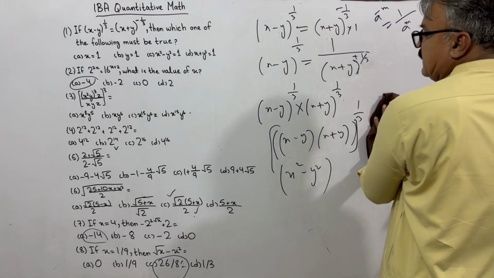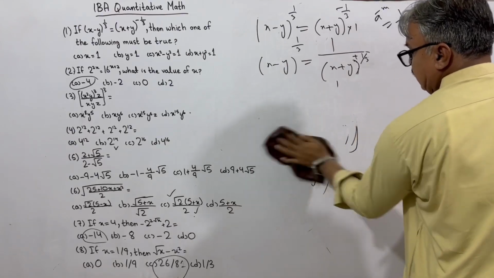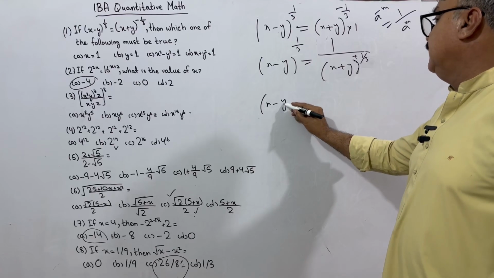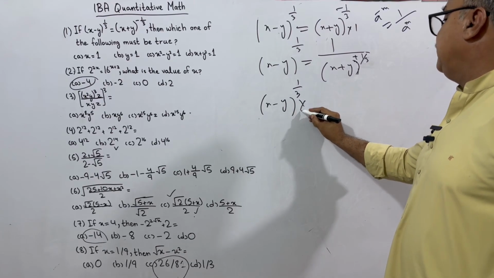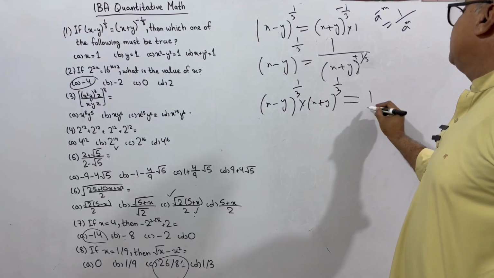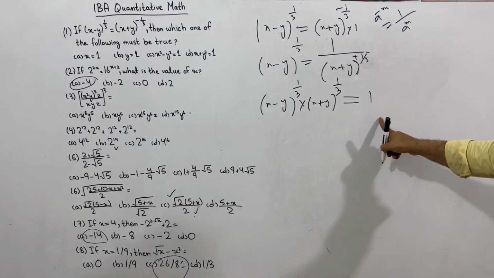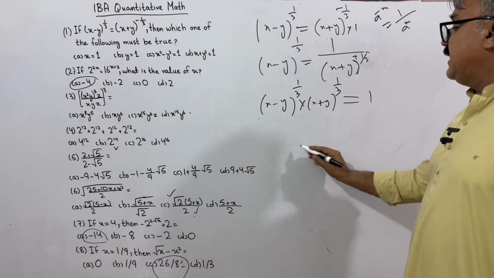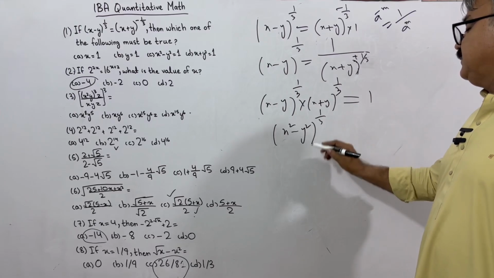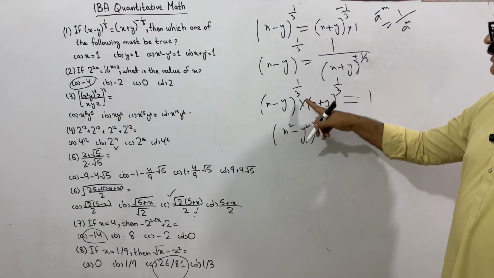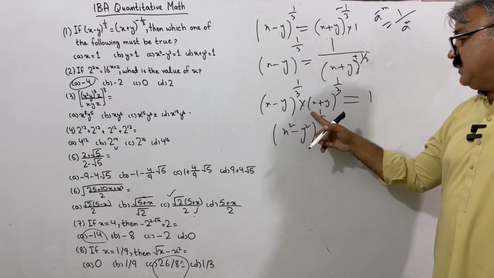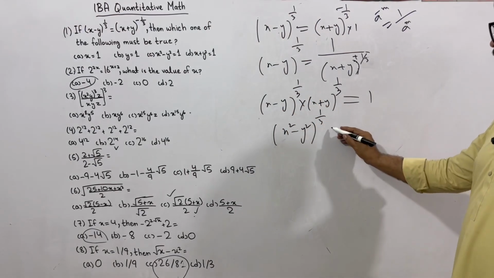Okay, let me go again from here. Is this thing that we have done cool? Good. (x minus y) raised 1 over 3 times (x plus y) raised 1 over 3. I have forgotten to write that the right hand side is equal to 1. Now both have the same power and they are in multiplication, so we can multiply the bases as normal. (x minus y) times (x plus y) is x square minus y square, raised 1 over 3, is equal to 1.